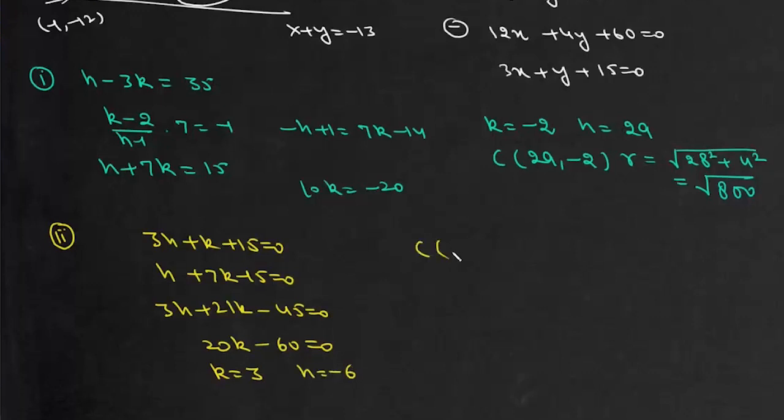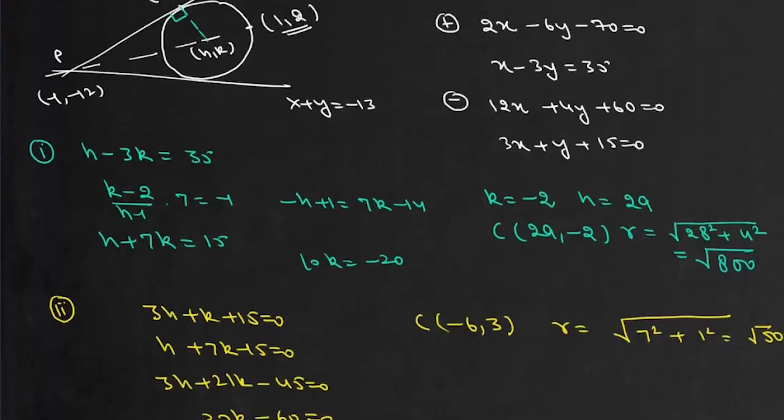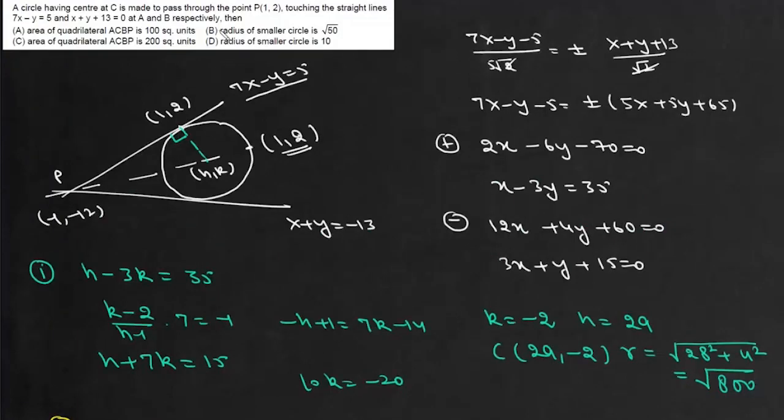So here we'll have center as minus 6 comma 3, and in this case the radius will be under root of 7 square plus 1 square, which is under root 50. So the radius of the smaller circle is under root 50. That means this option B is correct.